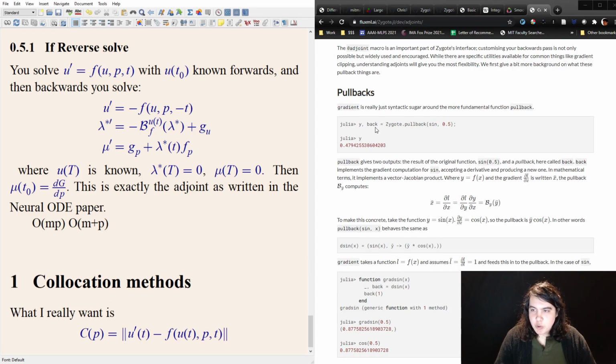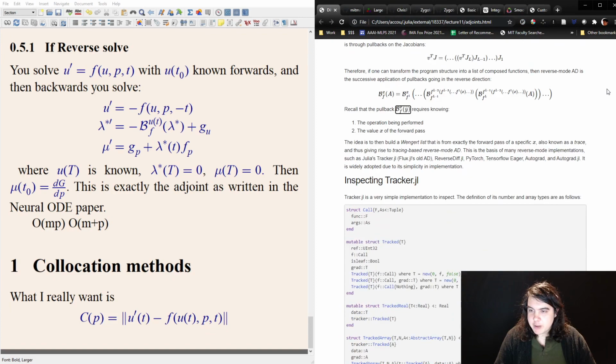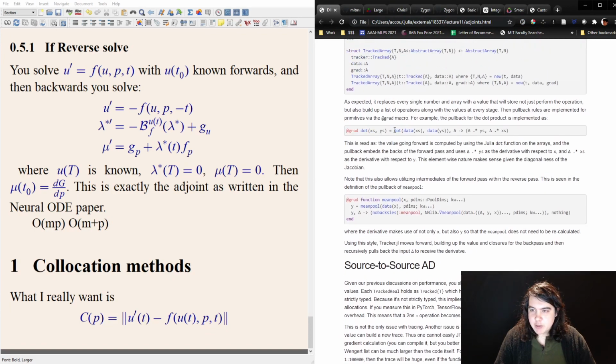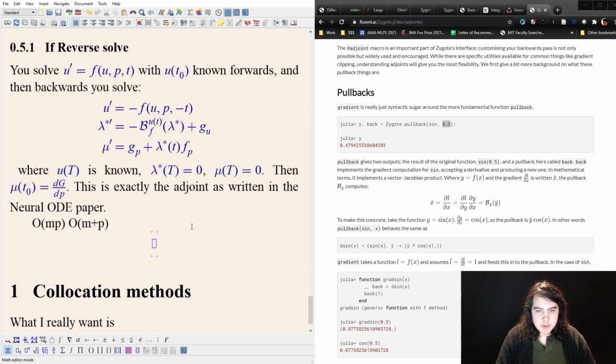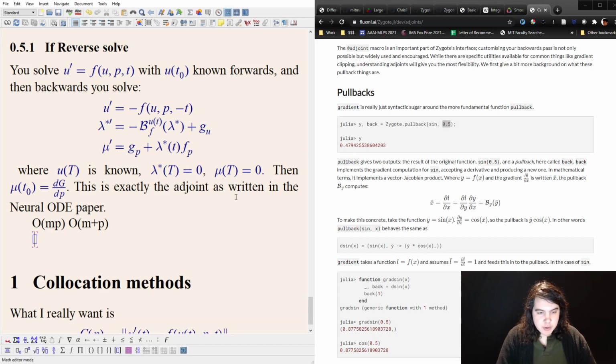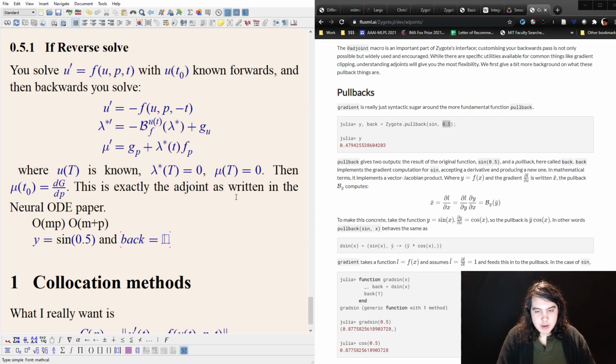What this pullback function returns is exactly what we got from the gradient. Remember that when we define the gradient of dot, it's something that returns the solution of dot, and it returns a function for the pullback. When you do Zygote.pullback of f at 0.5, this calculates y equals sine of 0.5, and back equals math cal B. So this is the pullback function of sine at the forward point 0.5. This is a function, so back of lambda is this function.